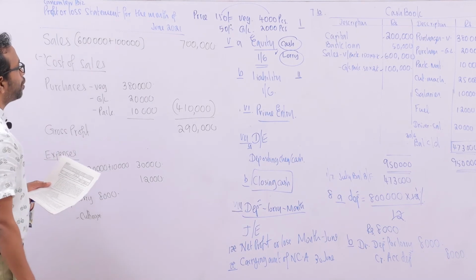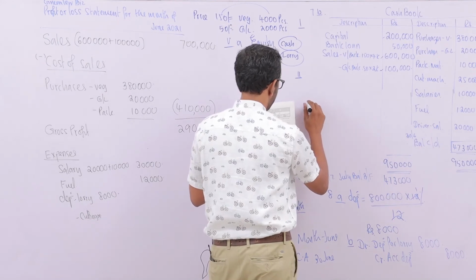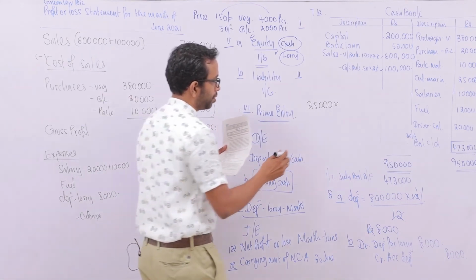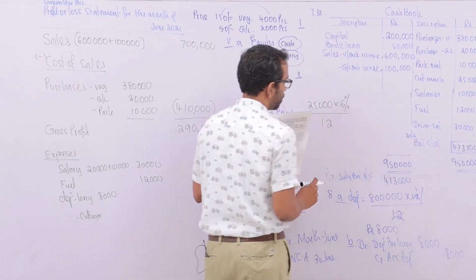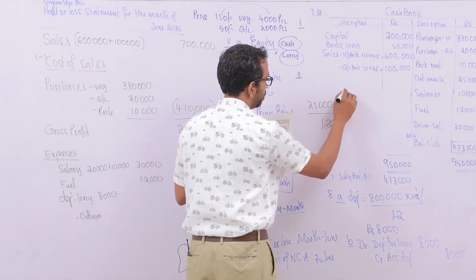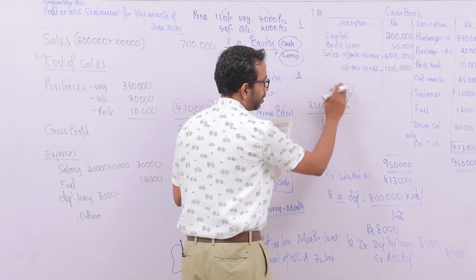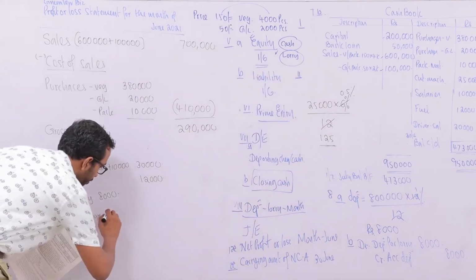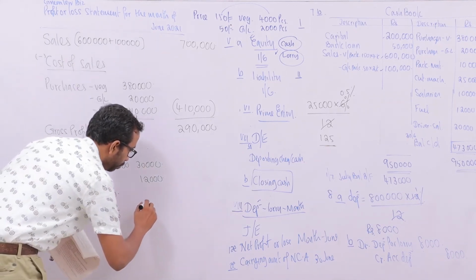So, have a separate calculation for the depreciation part. I will do it here. Cutting machine, what is the cost? 25,000. 25,000 into 6% divided by 12. So, you just take half. 1% is 250, and half of that is 125. So, 8,125.